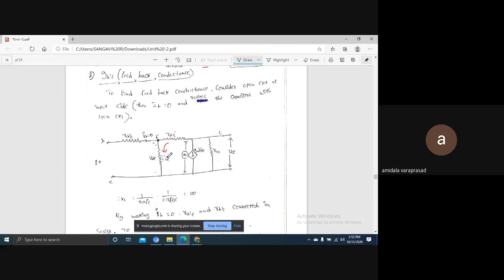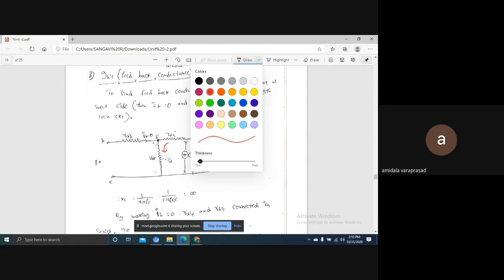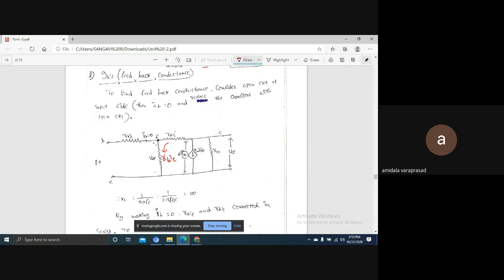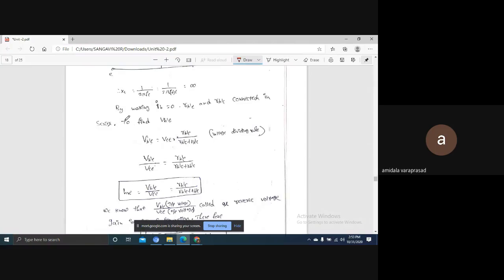This is what I can call RB'E. This is, I can call it RB'E. RB'E and RB'E are both in series. Also, we have to keep the capacitance open circuit. Then, by making IB equal to 0, RB'E and RB'E are connected in series.